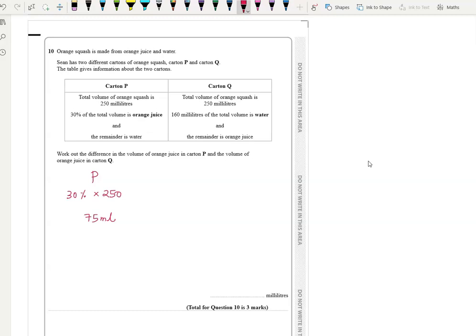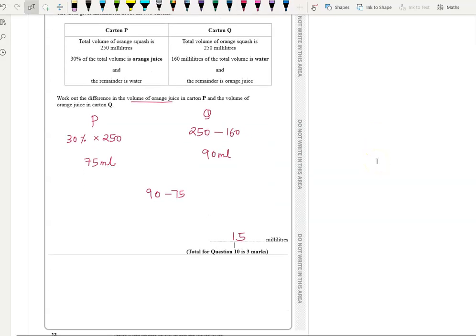Whereas in carton Q, total volume of orange squash is 250. 160 ml of the total volume is water. So in carton Q, out of 250, 160 is water. So you subtract 160, and the remaining 90 ml is orange juice. The question is, work out the difference in the volume of orange juice in carton P and Q. So the difference is 90 minus 75. So there is a difference of 15 ml of orange juice. Okay, that's it for this.